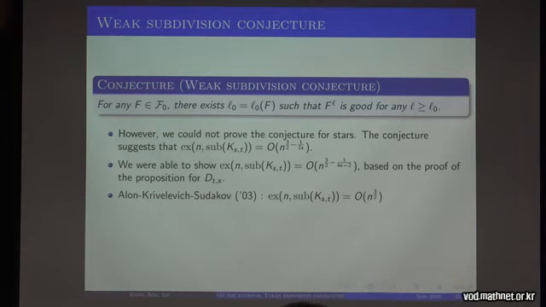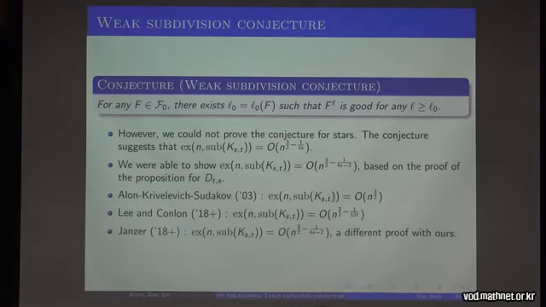Alon, Krivelevich, and Sudakov showed that the subdivision of KST has the upper bound n to the 3/2. And very recently, Conlon and Lee showed that it has the upper bound n to the 3/2 minus 1/12t. And a few months later, Janzer succeeded in proving this bound, which is the same bound as ours, but his proof is based on the proof of Conlon and Lee, which is very different from our proof.